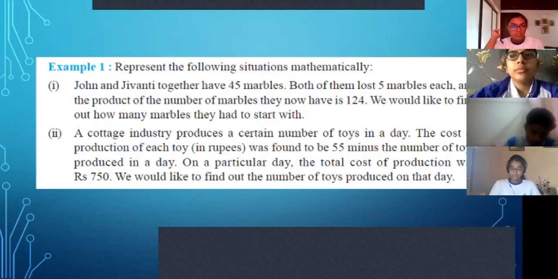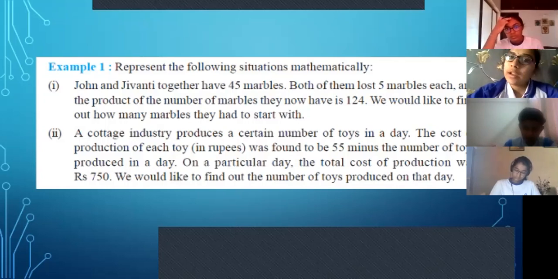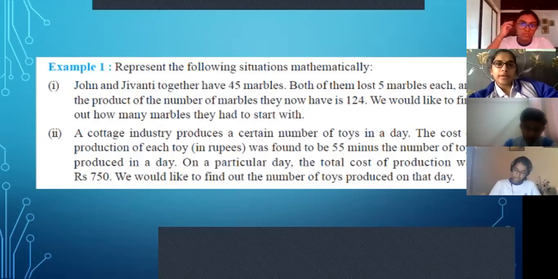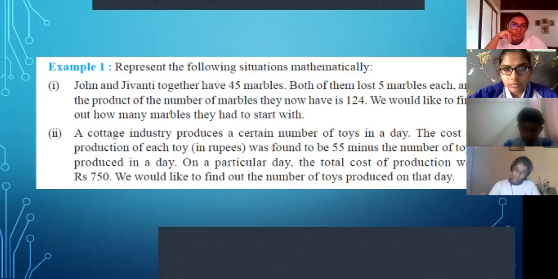How to start? Can we take two variables and do it with the linear equation method? Am I right? Yes. Fine. So how do we start? Suppose John has x and Jivanti has y. So the first equation is x plus y is equal to 45. Next, John lost 5 marbles, so how much is it? x minus 5. Jivanti also lost 5, so it is y minus 5. So the product, that is x minus 5 into y minus 5, is equal to 124. So you have two equations and two unknowns, x and y. You solve them and find the answer.